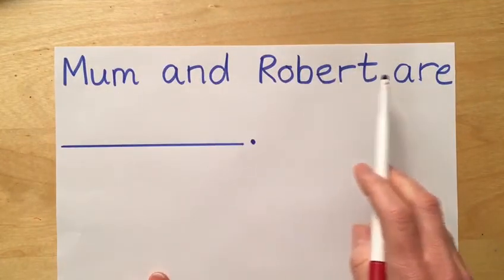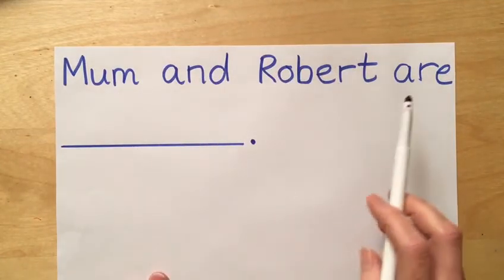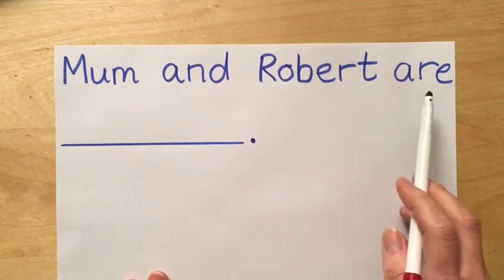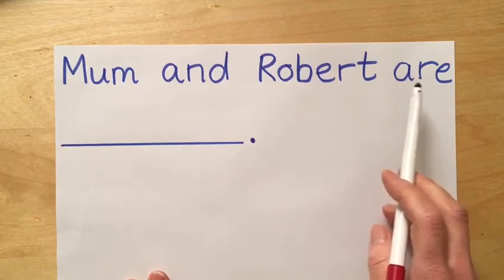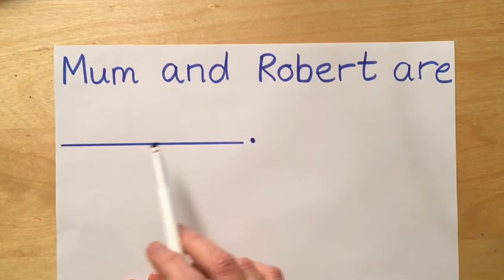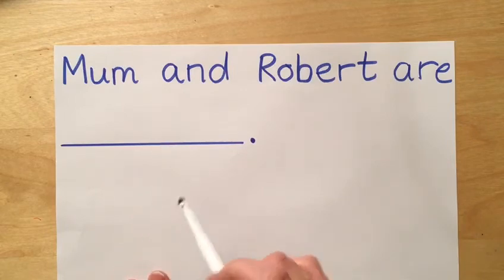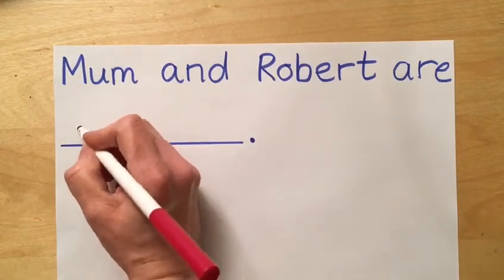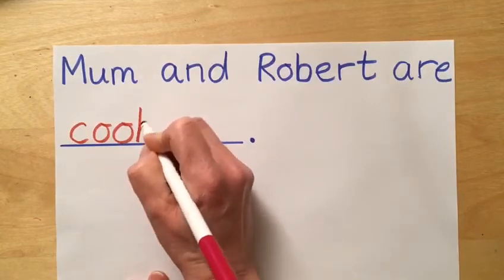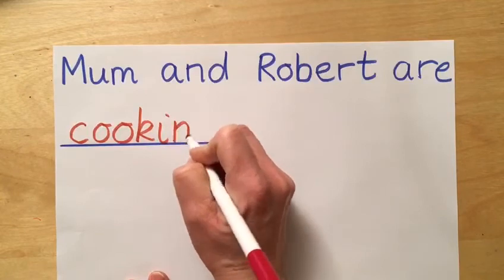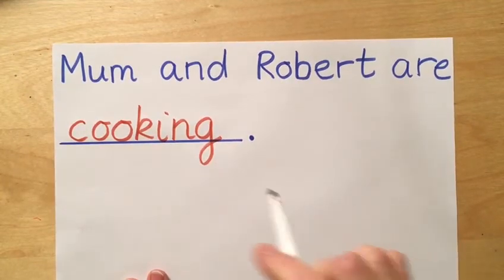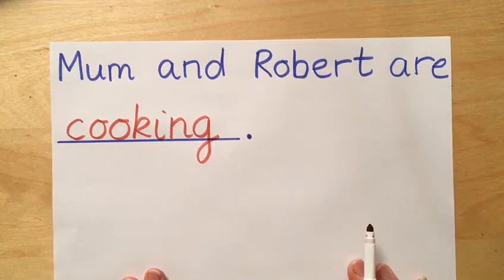Mum and Robert are something. Right, we haven't got an is because there's two people, but the are means that it is happening now. So Mum and Robert are, we could put any verb in there. What do you think they're doing? I'm saying they are cooking. They could be dancing, they could be eating, but Mum and Robert are cooking today. Well done if you've put an ing word in there as well.